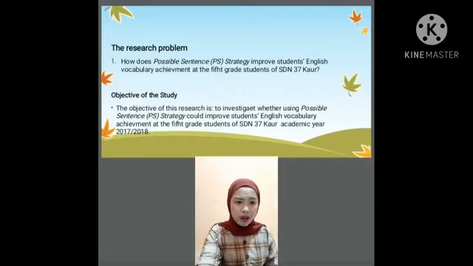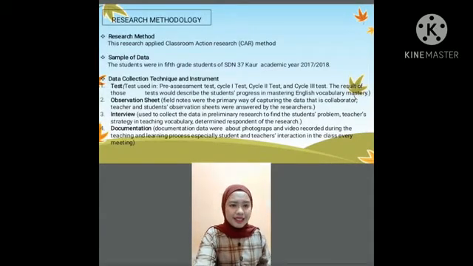SDN 37 Kaur? And the objective of the study: this research aims to investigate whether using the possible sentence PS strategy could improve student English vocabulary achievement. Research methodology. The first one, research method. This research uses the classroom action research or CAR method. And the sample of the data: the students were 5th grade students of SDN 37 Kaur.